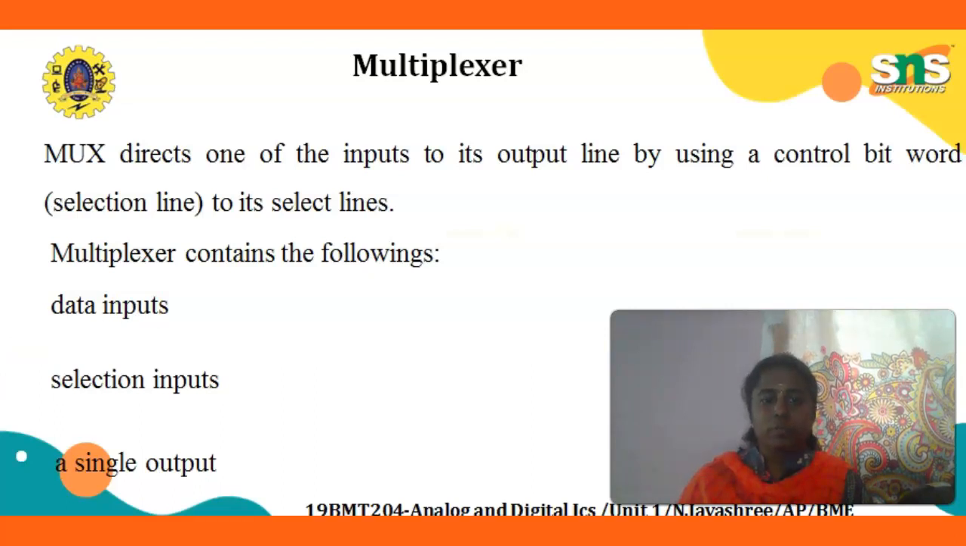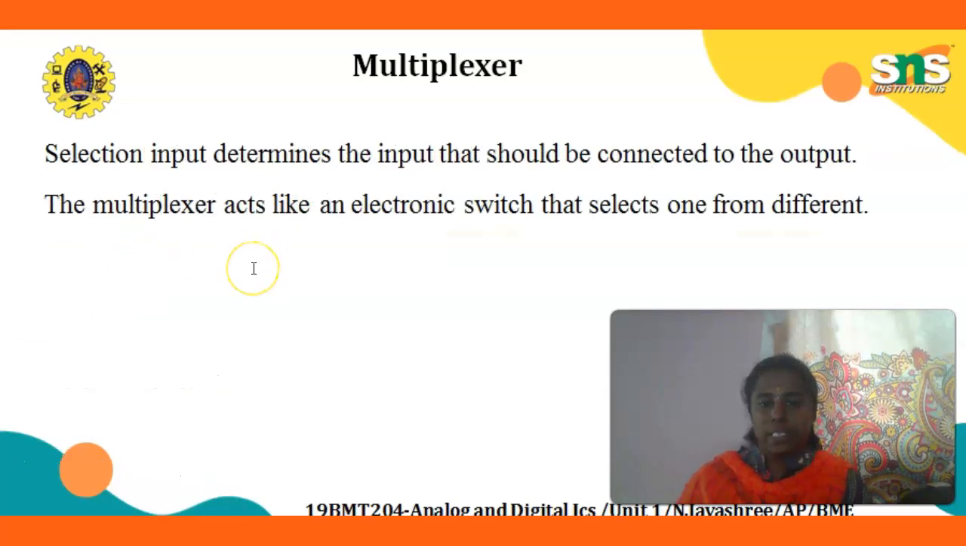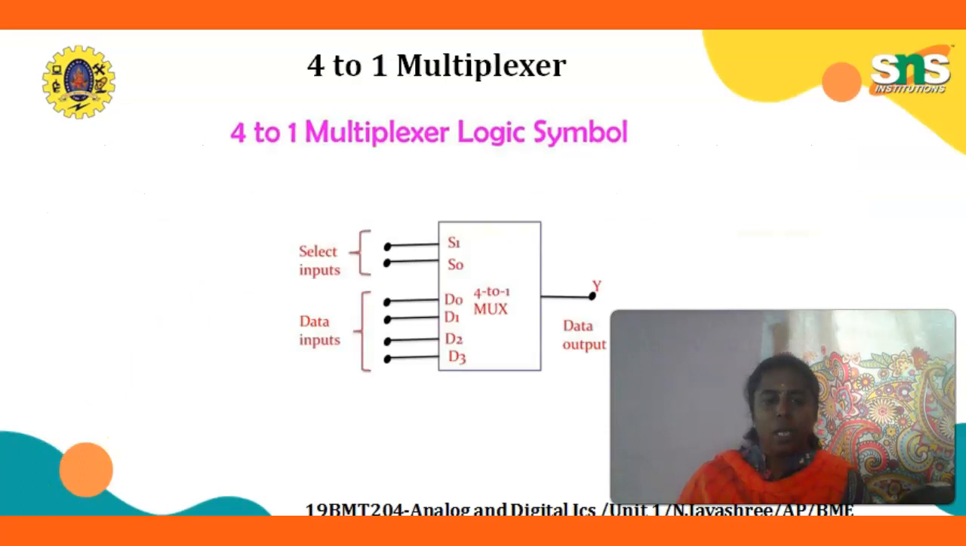Next one is selection input. The selection input determines the input which should be connected to the output. That is the main function of multiplexer. The multiplexer acts like an electronic switch that selects one from different inputs. Okay, let us see the 4 to 1 multiplexer in detail.